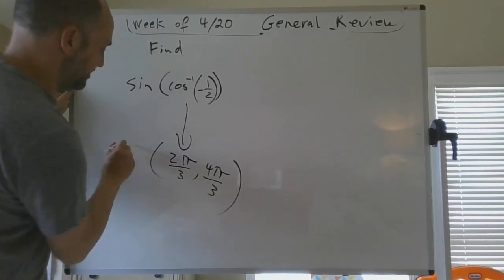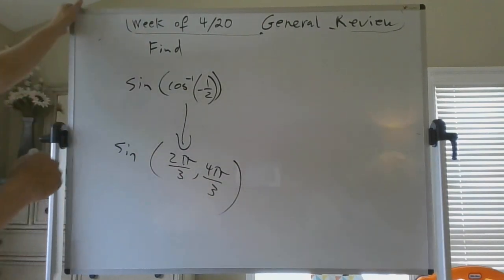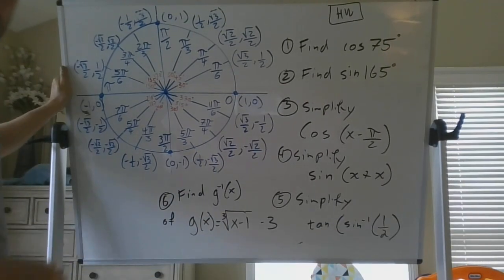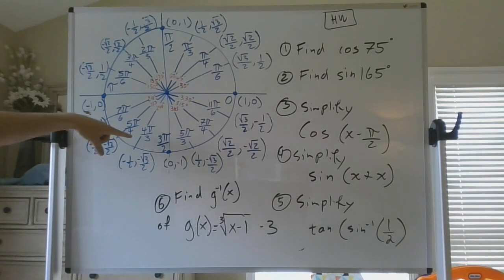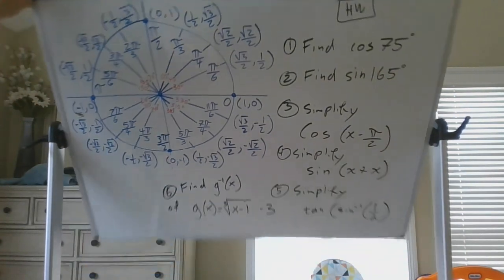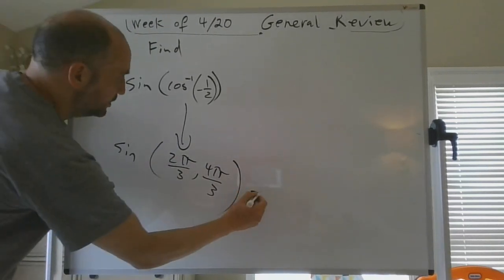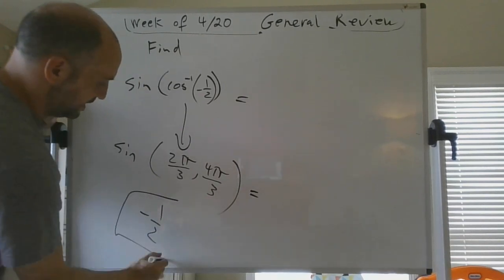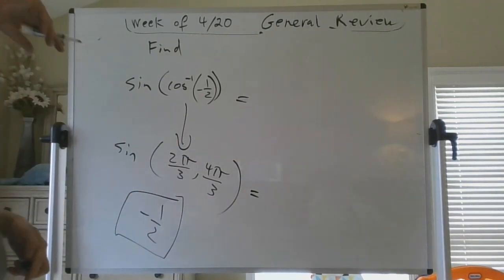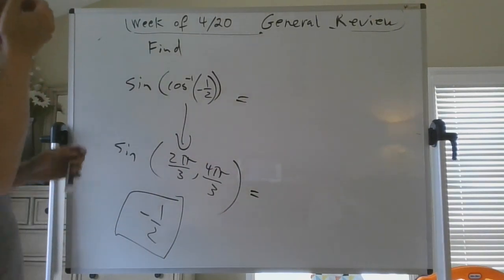Then it asks us to find the sine of those. Okay, so let's find the sine of those. Sine of 2 pi over 3 is negative half. Sine of 4 pi over 3 is also negative half. So we only have one solution here. That is going to all equal negative half. Okay, let me just make sure I did that right.